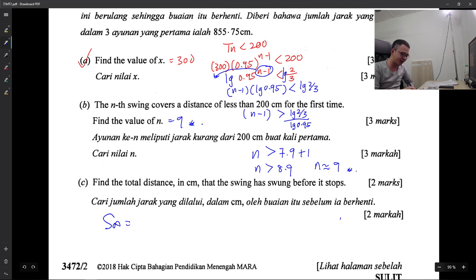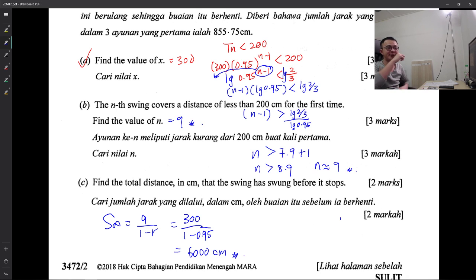So sum to infinity is a over 1 minus r. a will be 300, 1 minus 0.95. Then I can get the value easily. Divided by 0.05. So the total swings will be 6,000 cm. Alright, this kind of question, basically you need to understand a bit.